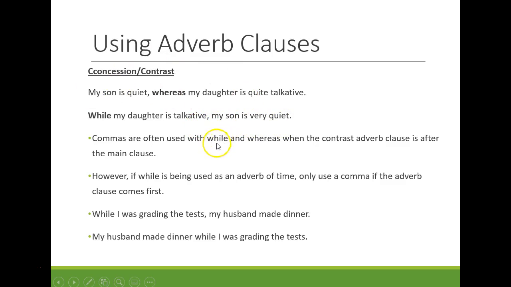And again, with while and whereas, we often use commas, even if the adverb clause comes second. But remember, while can also be used to show a time relationship. And in that case, do not use a comma if the adverb clause comes second.